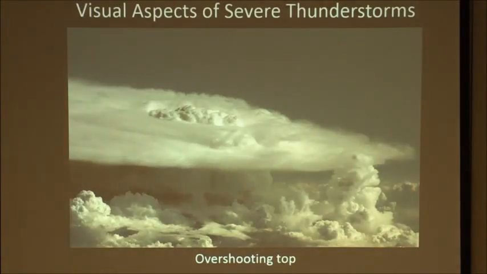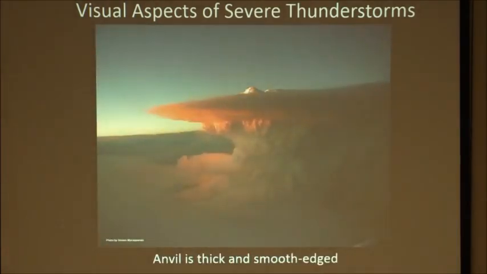So the visual aspects of severe thunderstorms we talked about before. This is just an aerial shot, but the overshooting top of a thunderstorm cloud is the anvil. It's usually relatively flat. You see the little bubble popping on the top of it. That's the overshooting top. That indicates severe weather is occurring down below it.